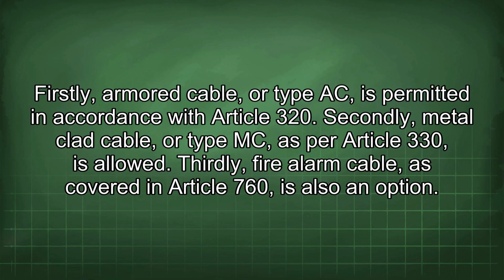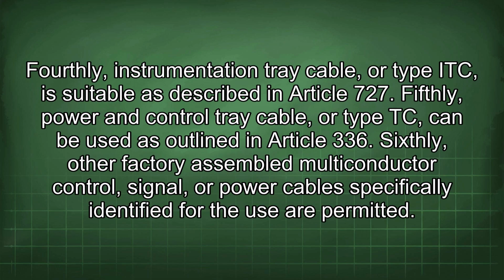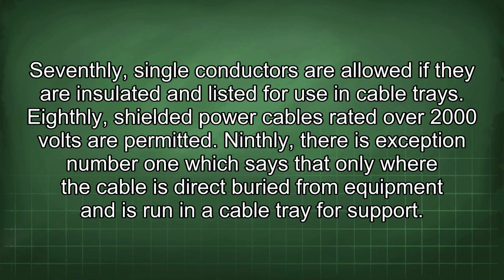Thirdly, fire alarm cable, as covered in Article 760, is also an option. Fourthly, instrumentation tray cable, or Type ITC, is suitable as described in Article 727. Fifthly, power and control tray cable, or Type TC, can be used as outlined in Article 336. Sixthly, other factory-assembled multiconductor control, signal, or power cables specifically identified for the use are permitted. Seventhly, single conductors are allowed if they are insulated and listed for use in cable trays.